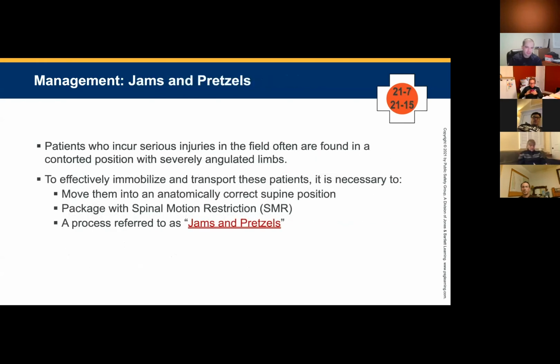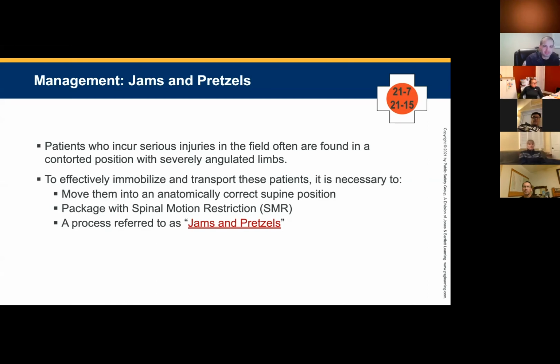All right. So moving into jams and pretzels. So my 2 cents on jams and pretzels. I've been in EMS for like 15 or 16 years. Of all the paramedic and EMT textbooks, I have never seen this except for in Ski Patrol textbooks. Ski Patrol is the only thing that talks about jams and pretzels.